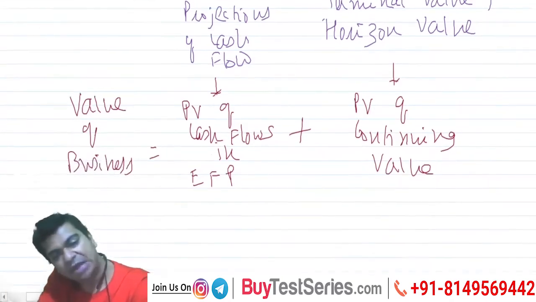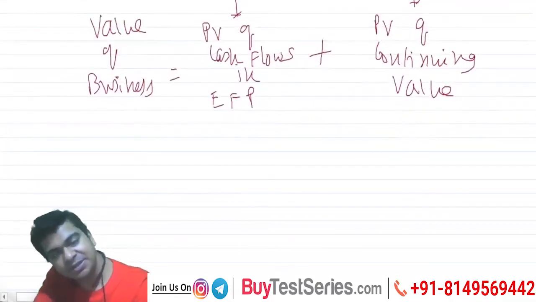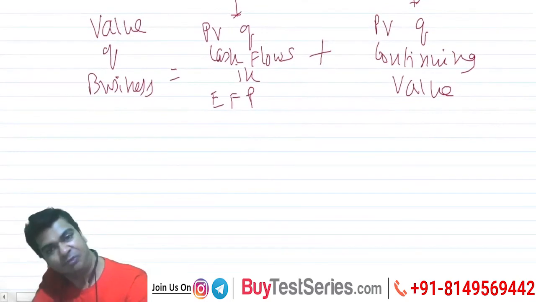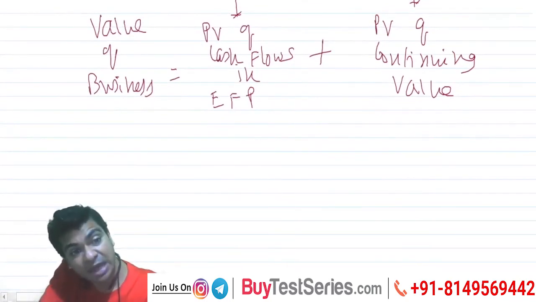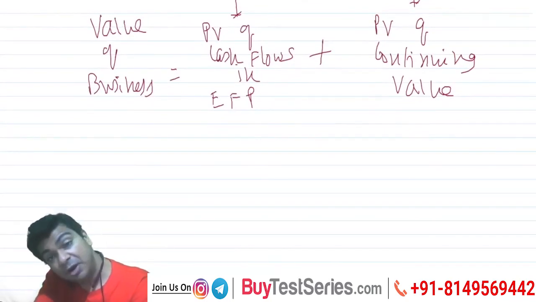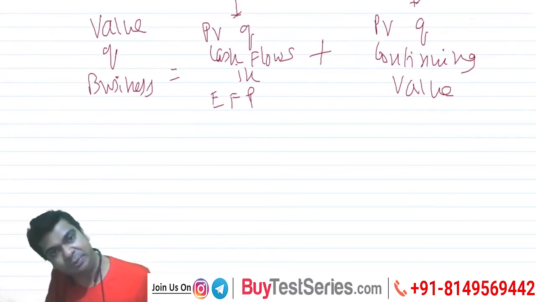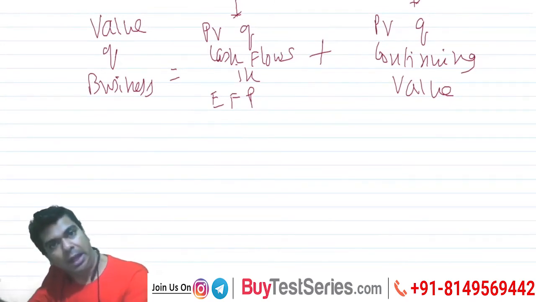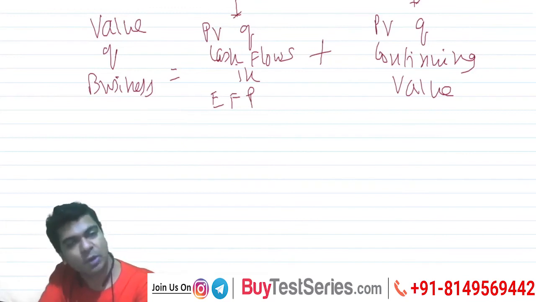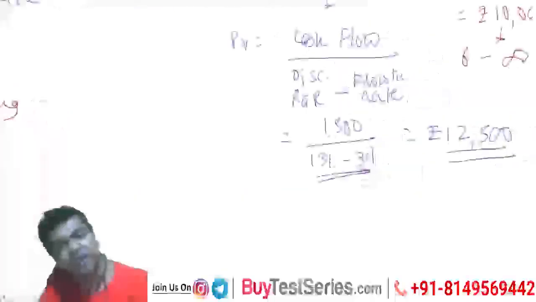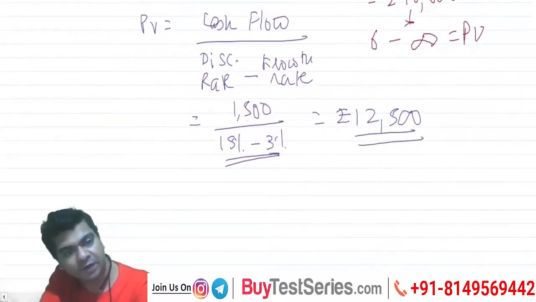Okay, so value of business will be present value of cash flows in the explicit forecast period plus the present value of the continuing value. Remember, the continuing value again has to be discounted. Earlier we were arguing, yes, this is one point that I like to explain before we move further.